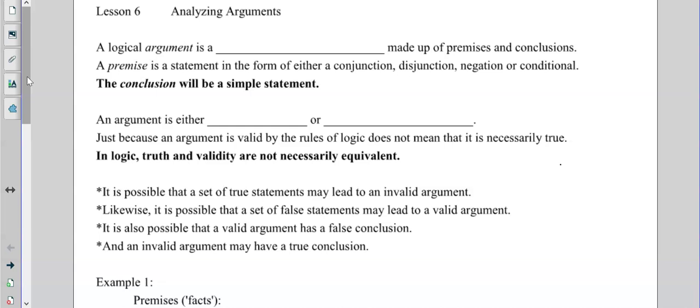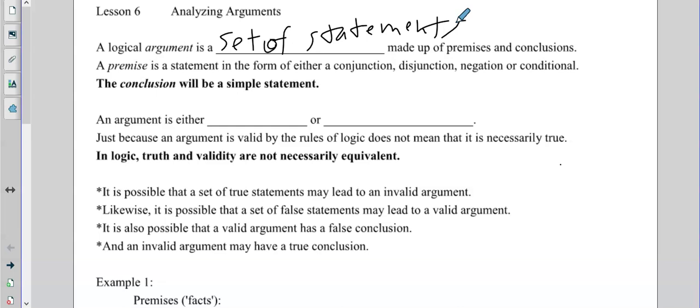Okay, last lesson, lesson 6, analyzing arguments. So a logical argument, now, again, this isn't like two people fighting about something. This is a technical, by definition, logical argument, is a set of statements that are made up of premises and conclusions. Okay? We've heard that term before. Again, premise is kind of like the hypothesis. All right, the first part, conclusions, the second part. We keep using different verbiage for it, but it's the same idea. The first part, the second part.